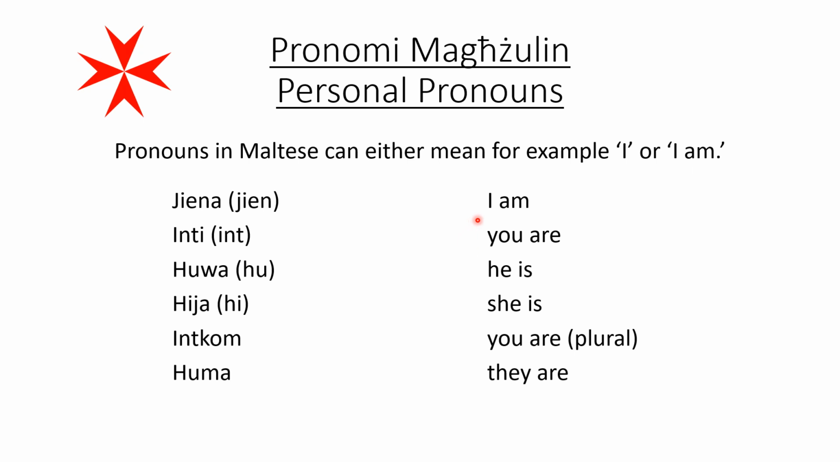However, a lot of the time they can also be used to express I am, you are, without having to use a separate word, as in English, the verb to be. Sorry, I am, you are, he is. Often in Maltese, the word is omitted in the present tense and is only used in the past or the future.